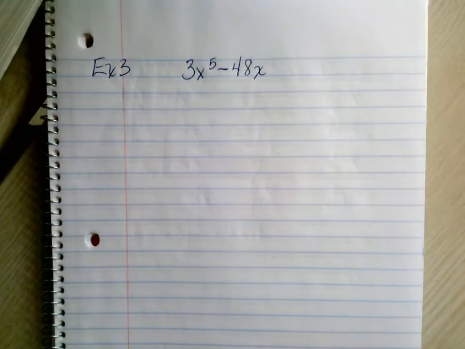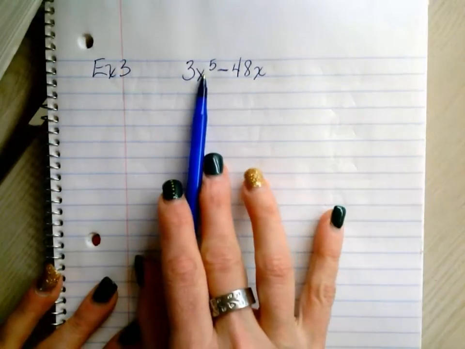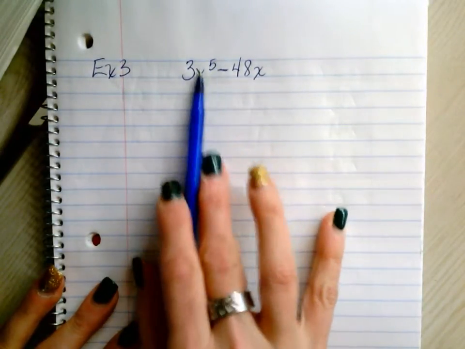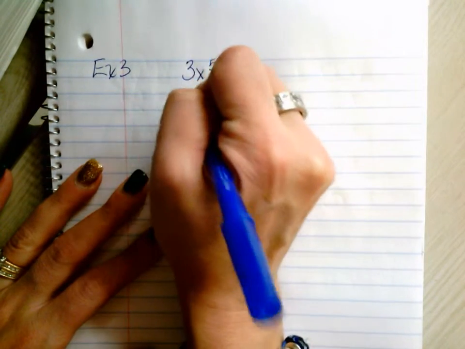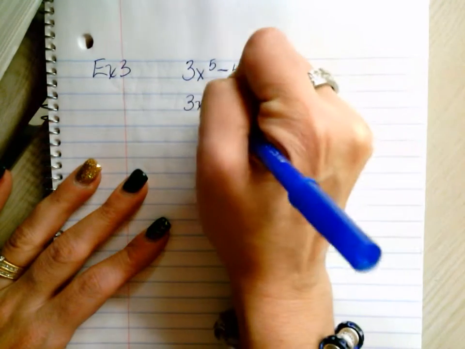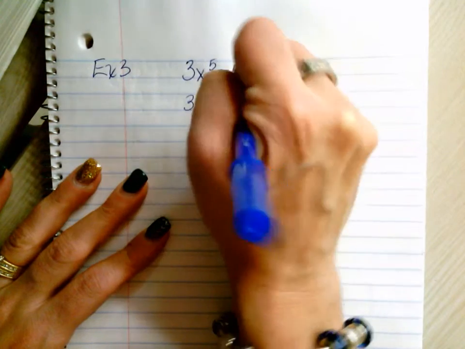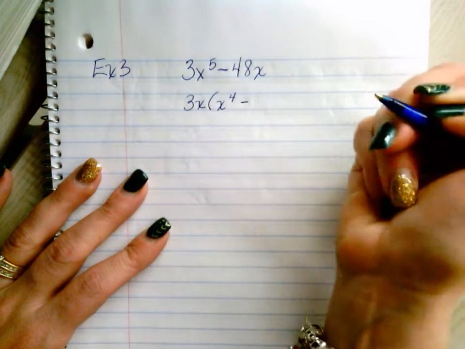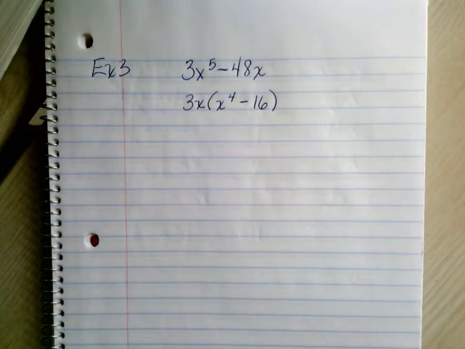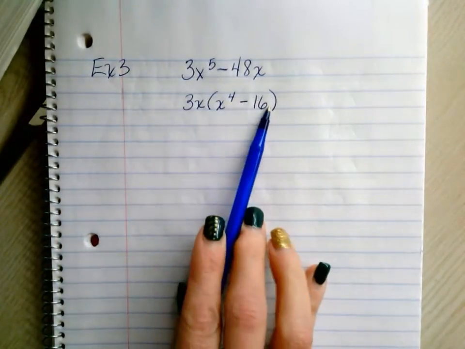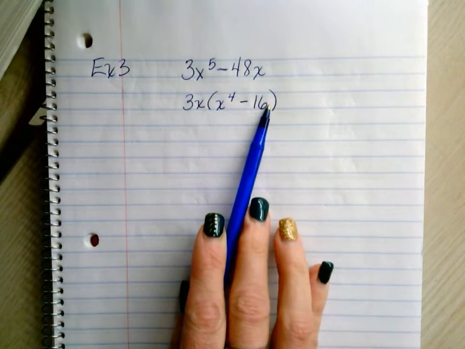Okay? But maybe we can factor something out and create a scenario where we get to the difference of squares. I am going to say, let's factor out 3x. Because then that would remove one of the x's from this, giving me an x to the 4th, which is indeed a perfect square. If I factor out 3x, I have x to the 4th minus 16. Okay? 3x times x to the 4th minus 16.